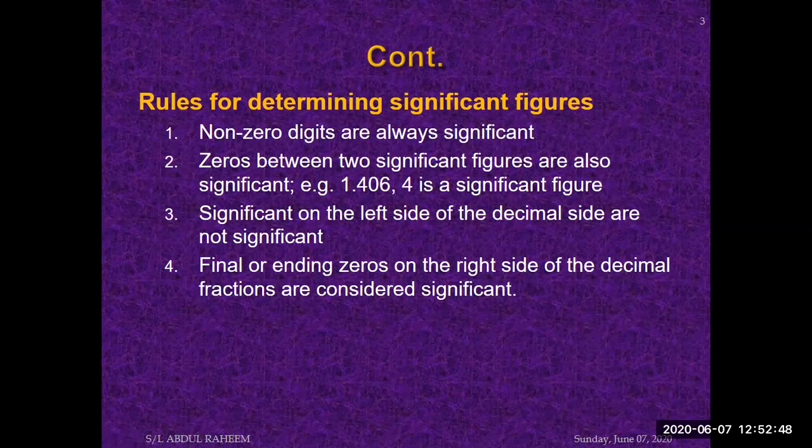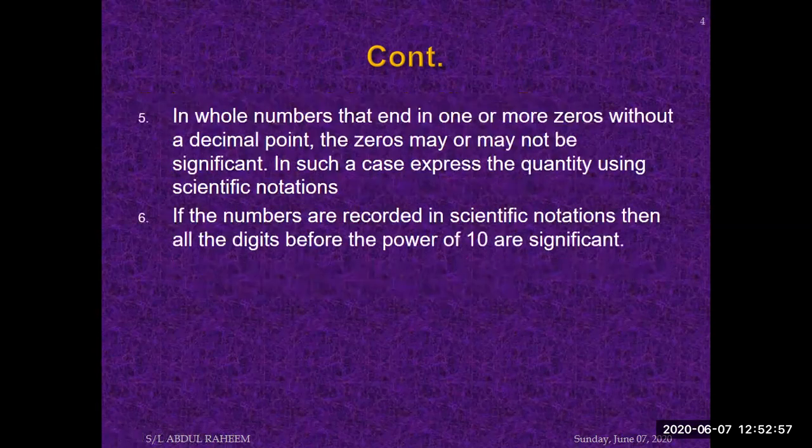This is the fourth point: the final or ending zeros on the right side of the decimal fractions are considered significant. Number fifth, in whole numbers that end in one or more zeros without a decimal point, the zeros may or may not be significant. In such a case, express the quantity using scientific notation. If the numbers are recorded in scientific notation, then all the digits before the power of 10 are significant.